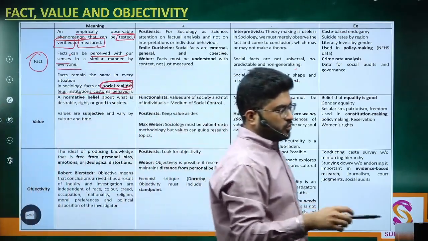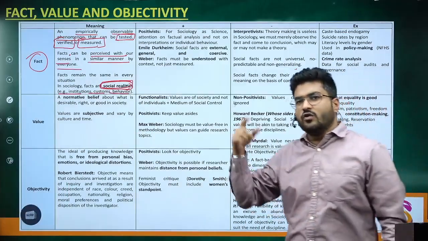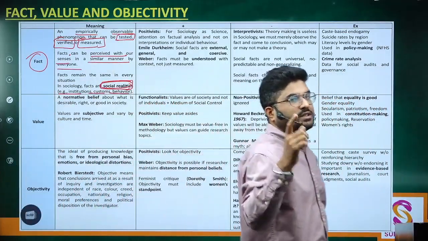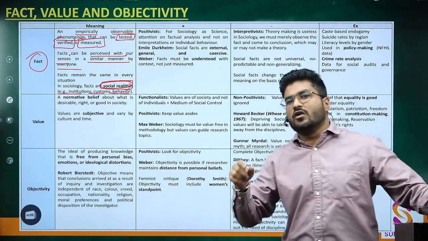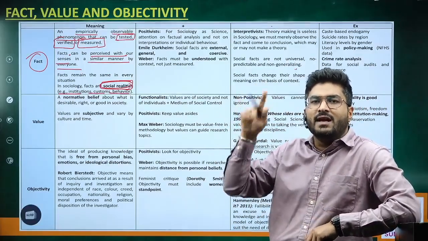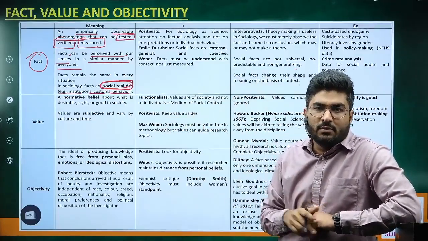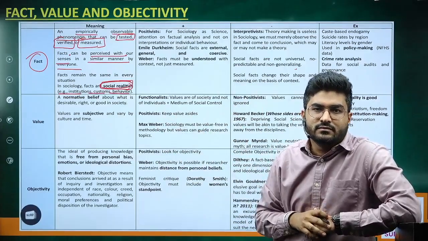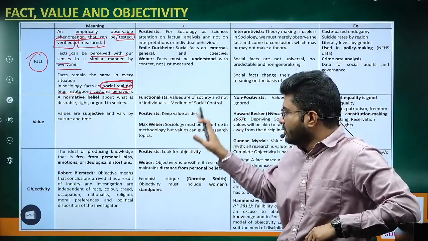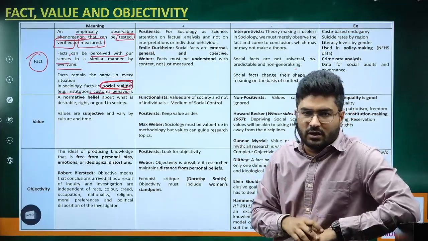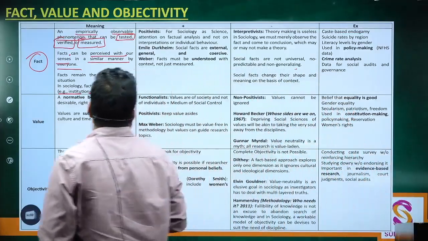The social institution of caste, according to Durkheim, is a social fact. Kinship, according to Durkheim, is a social fact. Religion, according to Durkheim, is a social fact. For them, it will remain the same every time. But for non-positivists, it will not remain the same every time. How that will be, we will deal with in the subsequent part of this lecture.